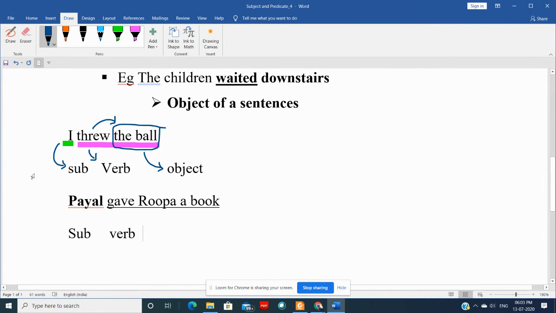So पायल जो है वो सब्जेक्ट है, गेव आपका बन गया वर्ब, बिकॉज वो प्रेडिकेट है, प्रेडिकेट में वर्ब है. Now we will ask question to verb. पायल गेव व्हाट. When you ask question to verb, the answer you get is a book. आंसर आपको क्या मिला? A book. तो a book आपका हो गया ऑब्जेक्ट. ये जो a book आपका है वो आपका हो गया ऑब्जेक्ट.